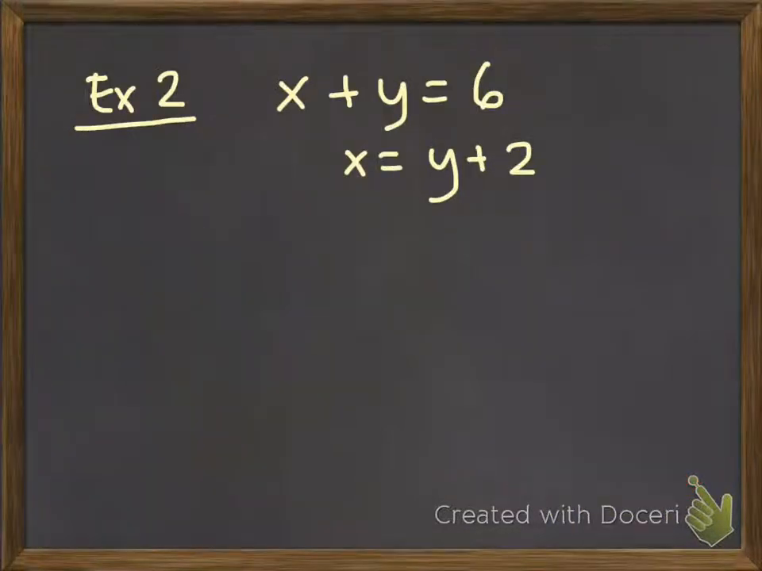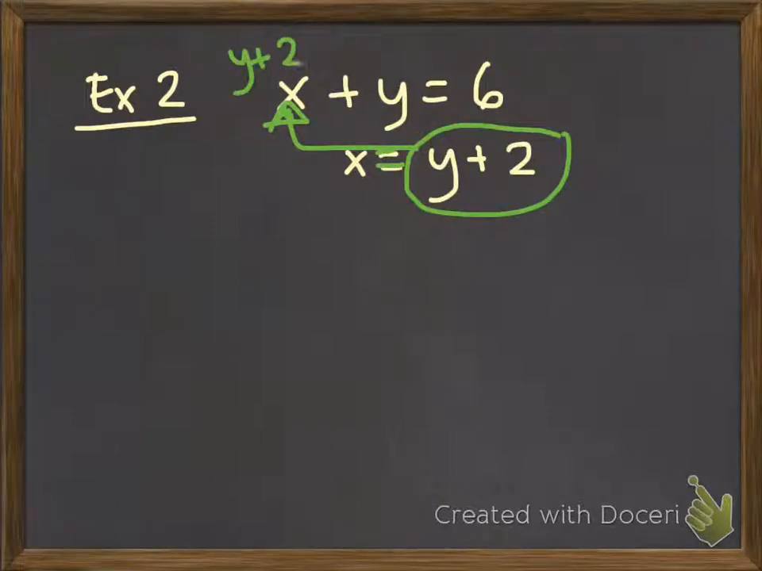Okay, example 2, x plus y equals 6 is the first line, and x equals y plus 2 is the second line. We're going to try to find one where it's an x equals or y equals. So we're going to look at the second one because it says x is equal to y plus 2. So whatever x is, it's equal to y plus 2. So we're going to take that and put it in here to replace the x. So I know that x equals y plus 2, so I'm going to put y plus 2 in place of the x.